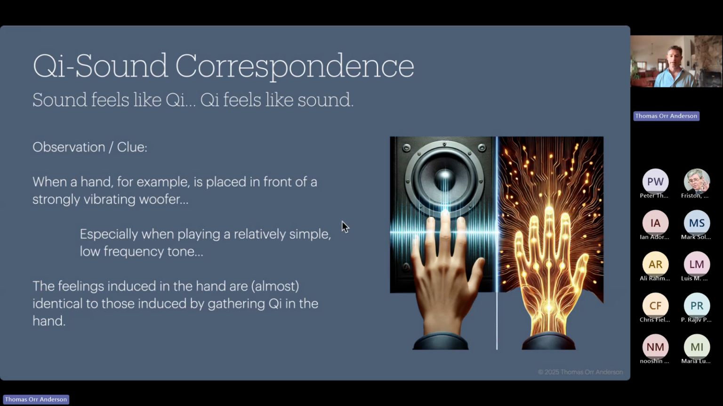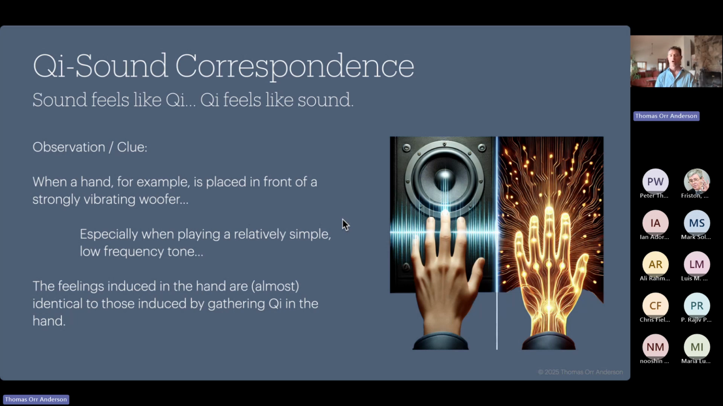And I wanted to note one thing that's an important clue that I'm really hoping some of you neuroscience experts can help illuminate. One thing that in all of my investigations seems to be really important for understanding these things is that when you place your hand in front of a strongly vibrating woofer or speaker that's playing a simple sine tone, especially, the feeling that you get in your hand is almost precisely the same as the feeling you get in your hand after you have become proficient at Qigong.